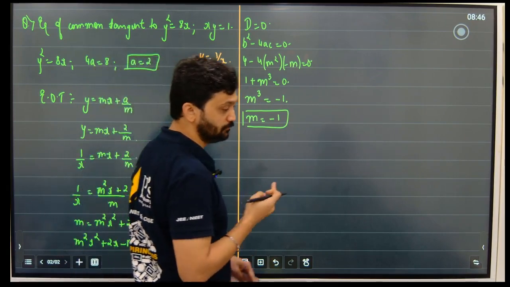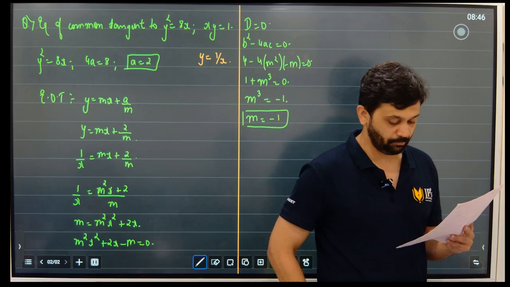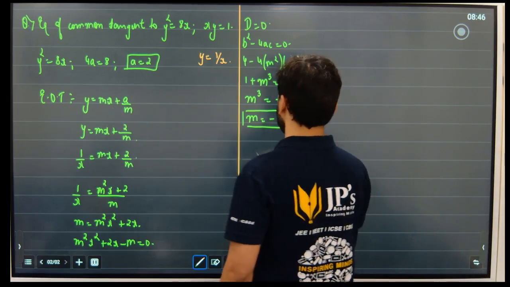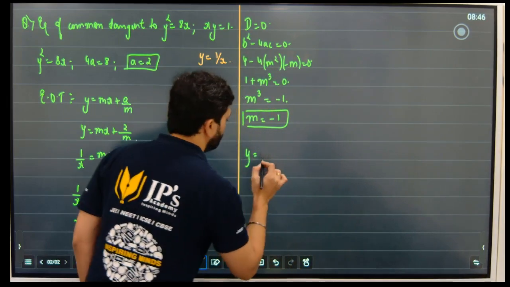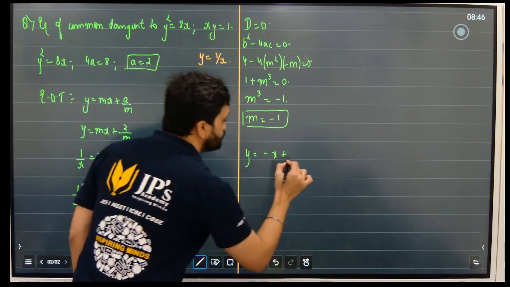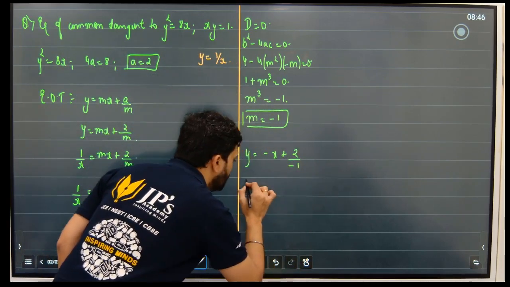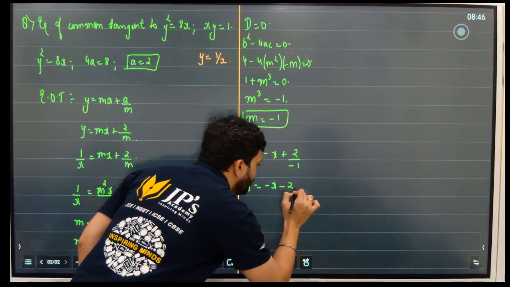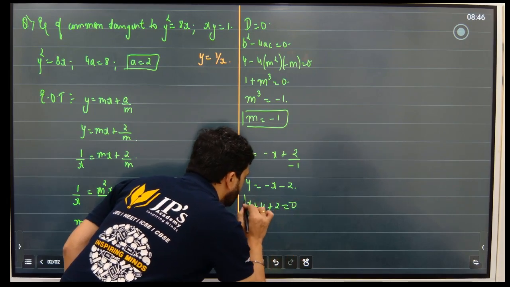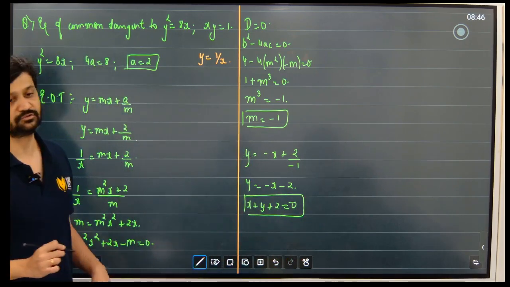Now I've got the slope of the tangent, where the slope of the tangent is m is equal to minus 1, and all I have to do is substitute here. Therefore y is equal to minus x plus, now I have the value of a, 2 upon minus 1. Therefore y is equal to minus x minus 2. Therefore x plus y plus 2 is equal to 0. This is the equation of tangent.